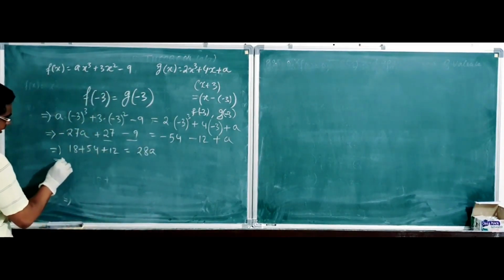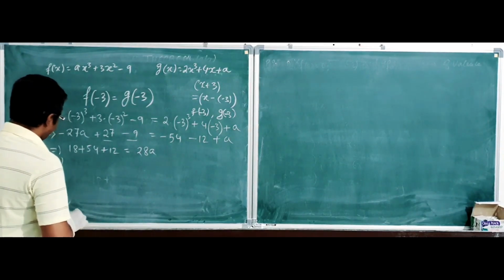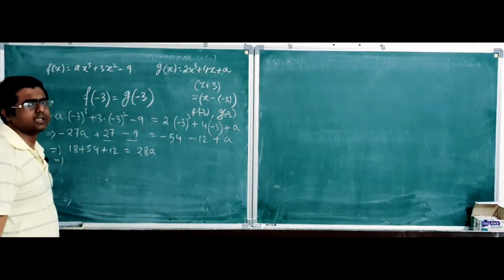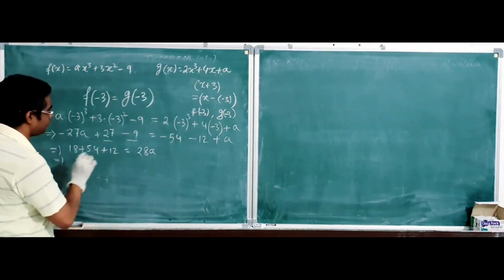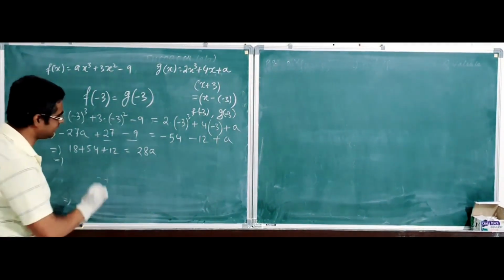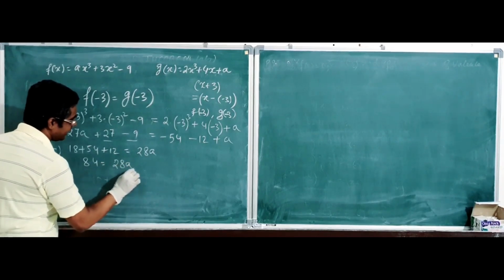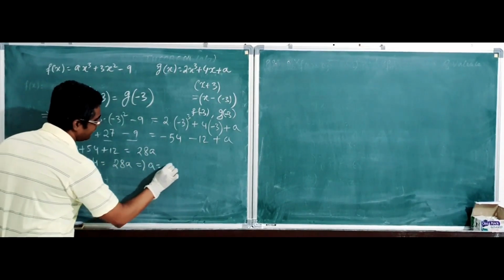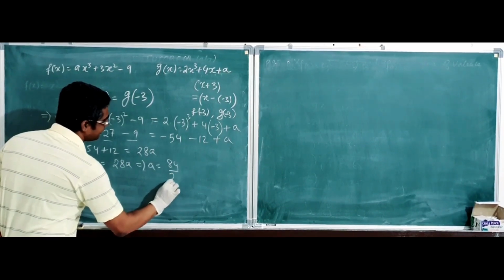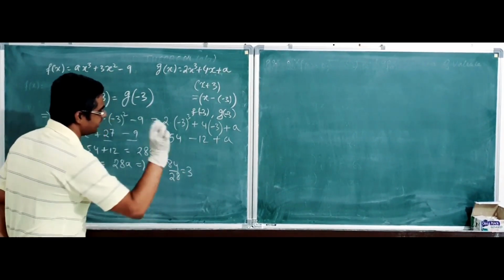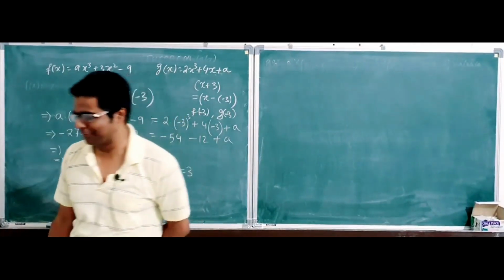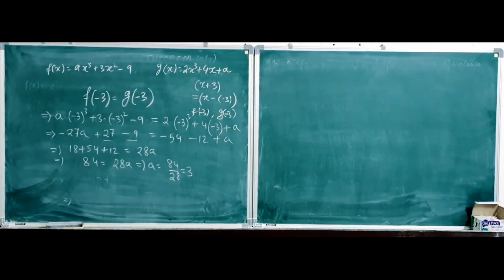So let us now check what value is coming over here. 54 plus 8 is 62, plus 10 is 72, plus 2 is 74, plus 10 is 84, is equal to 28a. So the value of a will be 84 by 28, which comes out to be 3. This looks like an answer that can come, right? Okay, clear? It's good.